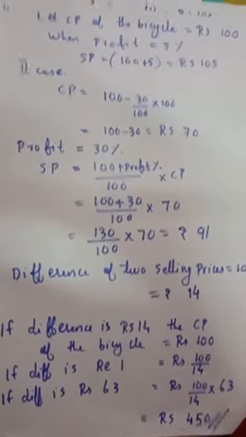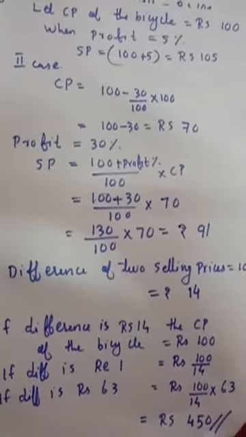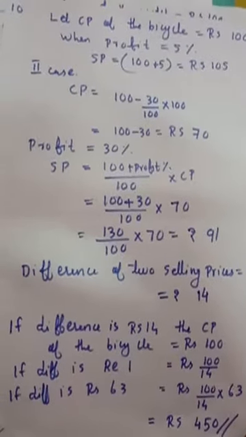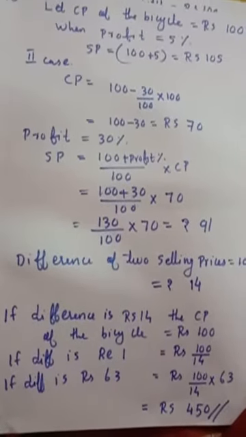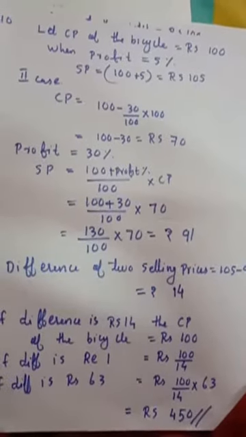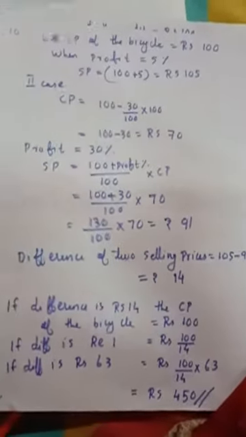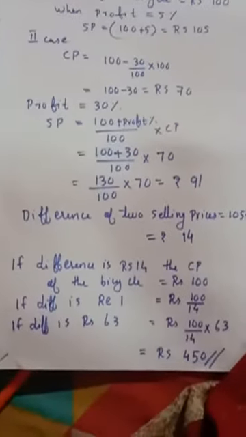That means 63. He got 63 rupees more. So SP is equal to 130 by 100 into 70, 91. And what is the difference? 105 if he increases the price. So 105 minus 91 is 14. Difference of two selling prices is 14.